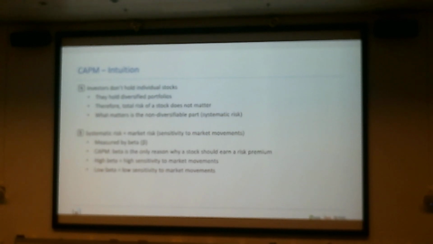And investors don't hold individual stocks, so they always invest in several stocks in diversified portfolios, because we can get rid of this firm-specific risk. And then what's left, what's interesting for us, is the systematic risk, which is measured by the beta. So the beta gives the sensitivity of a stock or a portfolio to market movements.